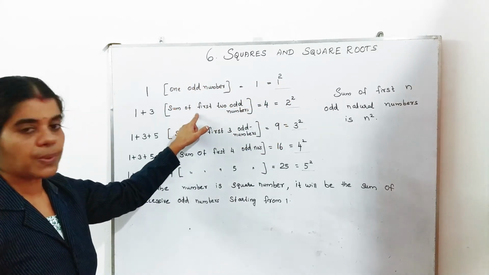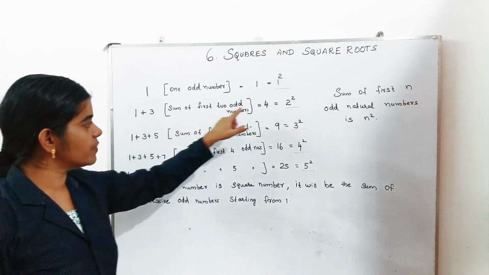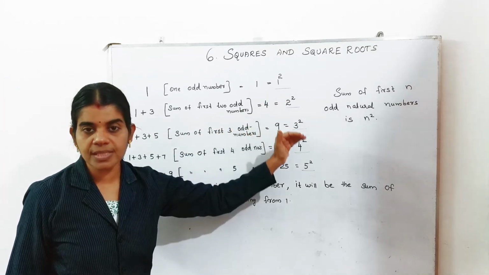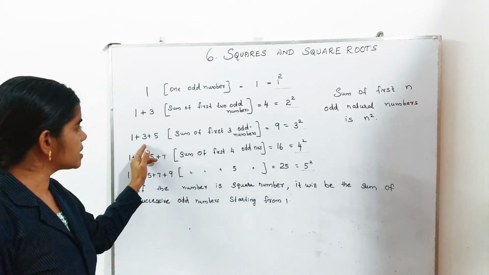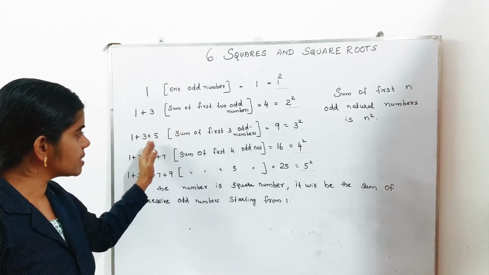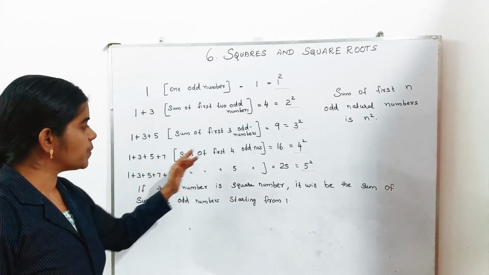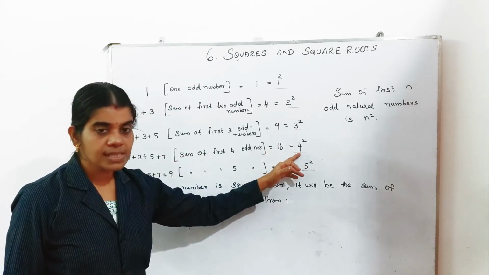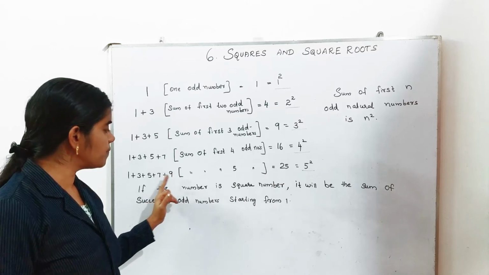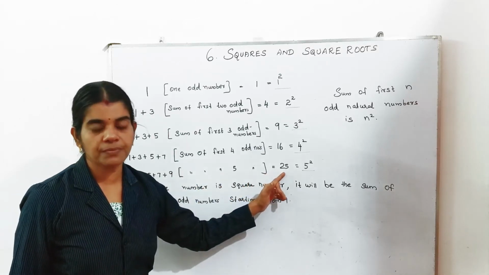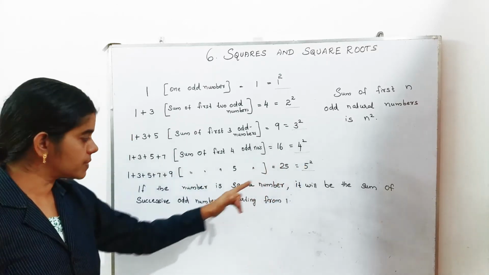The sum of the first 2 odd numbers, 1 plus 3, is 4, that you can write as 2 square. Next, the sum of the first 3 odd numbers, you got 9, that you can write as 3 square. Then the first 4, you got 16, that is 4 square. Then the sum of the first 5 odd numbers, you got 25, that you can write as 5 square.